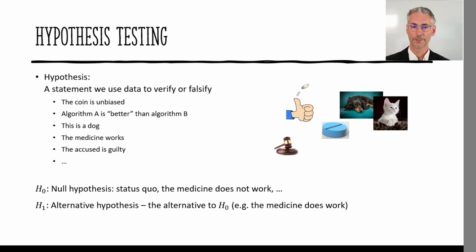We have two concepts. We call H0 the null hypothesis. That is the status quo: the medicine doesn't work, no effect, nothing happens, and so on. And we have H1, the alternative hypothesis, for example, the medicine does work. So we want to establish with a degree of confidence if we can reject the null hypothesis, and that means we accept the alternative hypothesis. In a simple case for medicine, we could say we want to make sure that this medicine actually works.